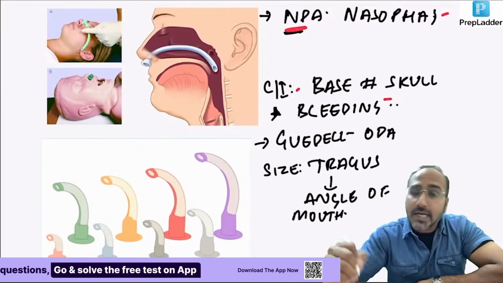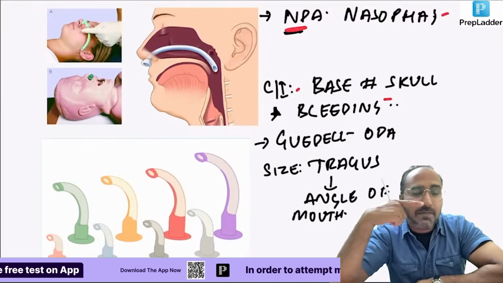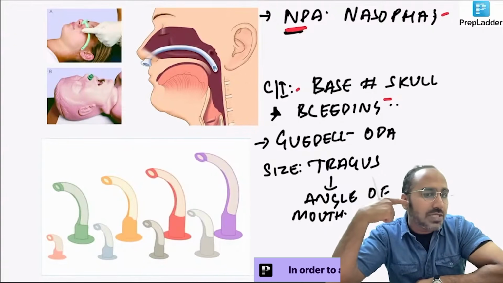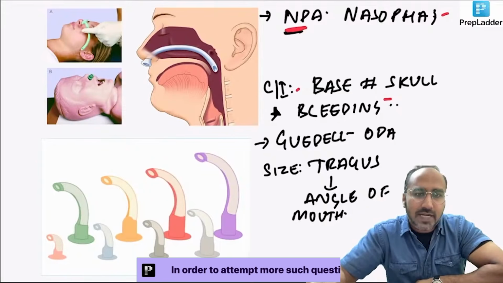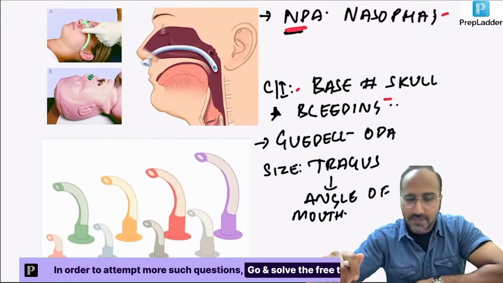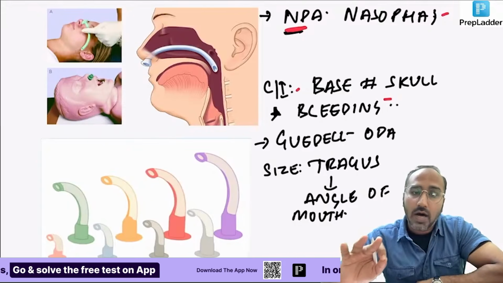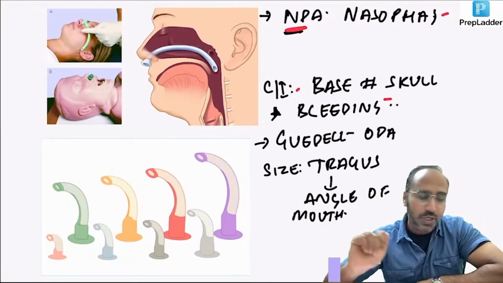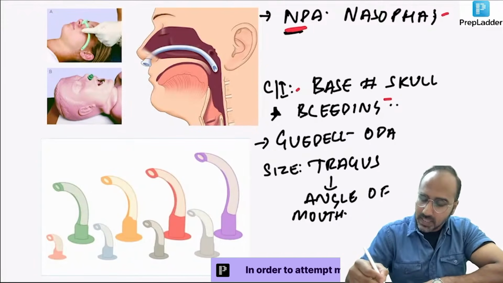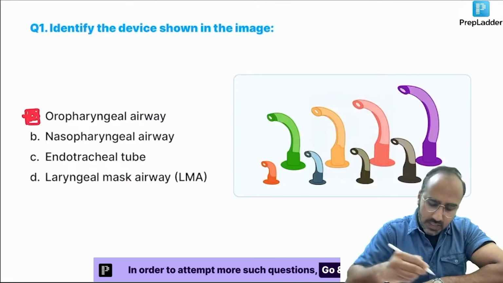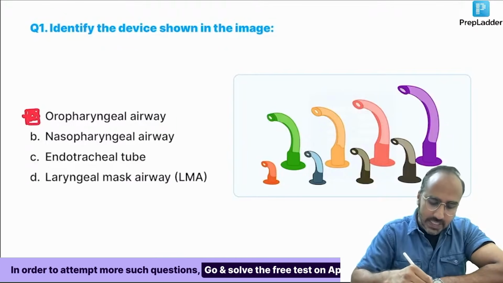And how do you calculate the exact size of NPA? Keep it between the tip of the nose and the tragus of the ear. If it is fitting, then you have to use that size. But remember, if the patient is having any bleeding tendencies or base of the skull fracture, don't use this NPA. Okay. So the first answer was oropharyngeal airway.